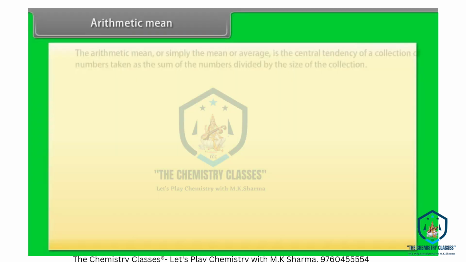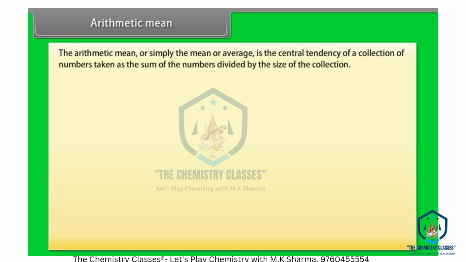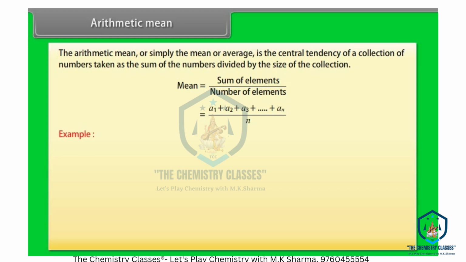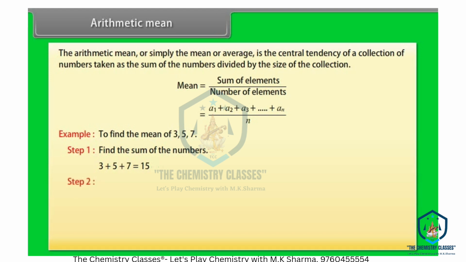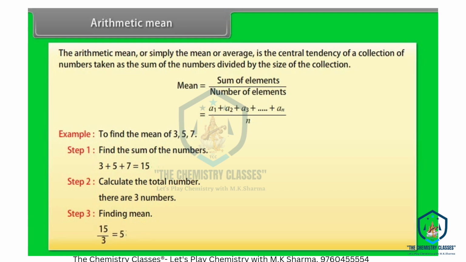Arithmetic mean. The arithmetic mean, or simply the mean or average, is the central tendency of a collection of numbers, taken as the sum of the numbers divided by the size of the collection. Mean is equal to the sum of elements by the number of elements, which is A1 plus A2 plus A3 up to plus An by n. Example: to find the mean of 3, 5 and 7. Step 1. Find the sum of the numbers, that is 3 plus 5 plus 7 is equal to 15. Step 2. Calculate the total number. There are 3 numbers. Step 3. Finding mean. 15 by 3 is equal to 5.